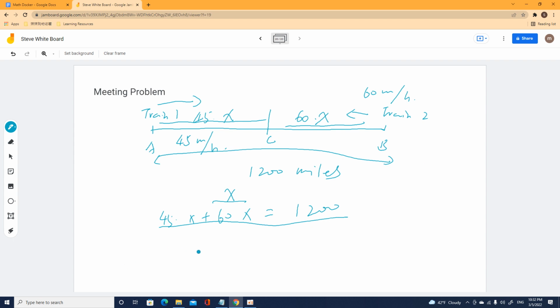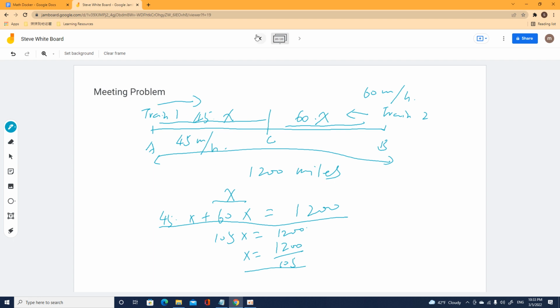Okay, let's go to this equation. We get 105x equals 1200. Both sides divide by 105, and we get x equals this many hours when those two trains will meet. That means after those hours, those two trains will meet together. So this is about the meeting problem.